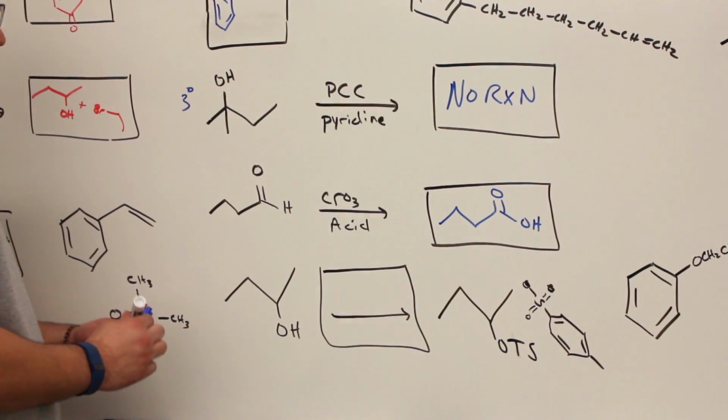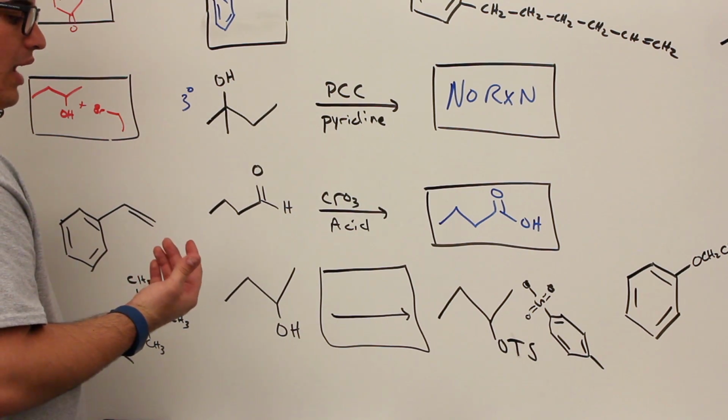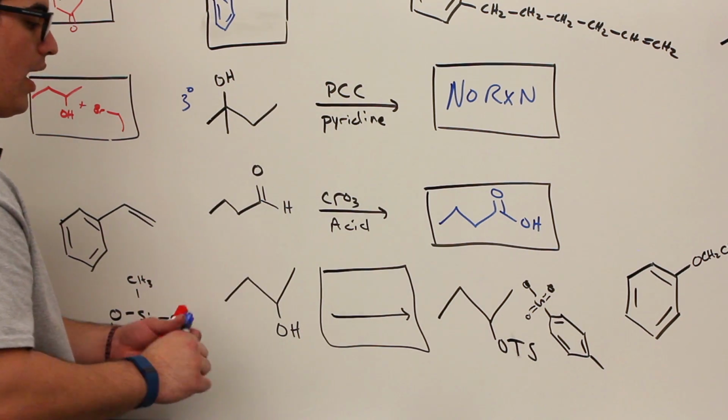So that's our tosylate ester. I remember tosylate esters, these were good leaving groups. So what did I have to add here? I had to add a tosyl chloride.